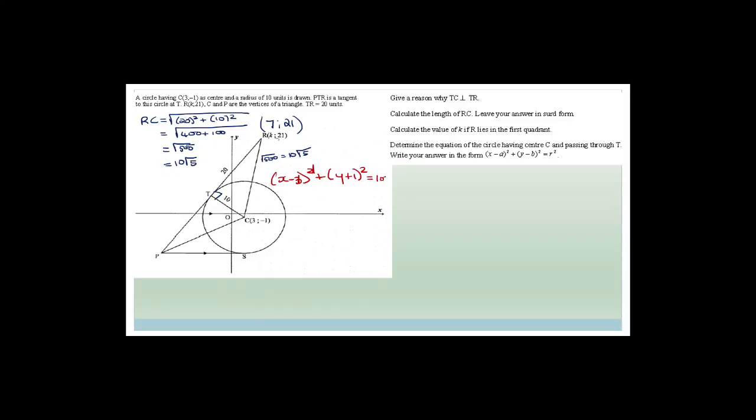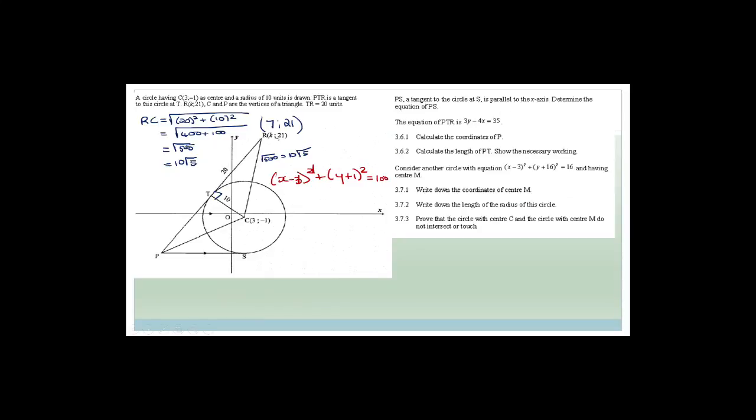So this is actually quite an easy question for the simple reason that we've been given the center of the circle and we know what the radius is. So therefore we can say that this is going to be x minus 3 squared plus y plus 1 squared is equal to, and remember it's r squared, not just r, so that's 100. Right, let's carry on. So that is the equation of the circle, just in case we need it.